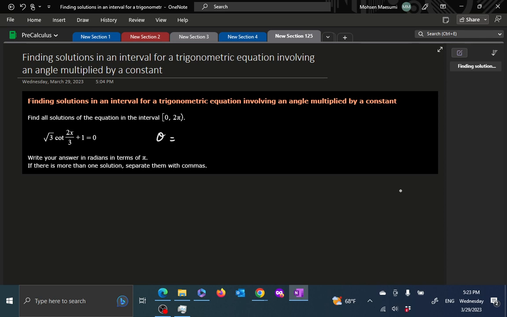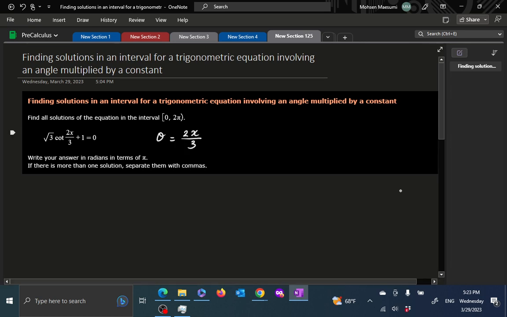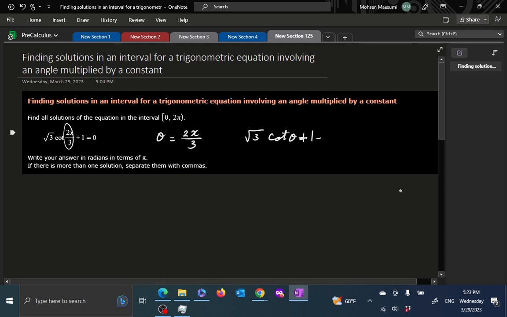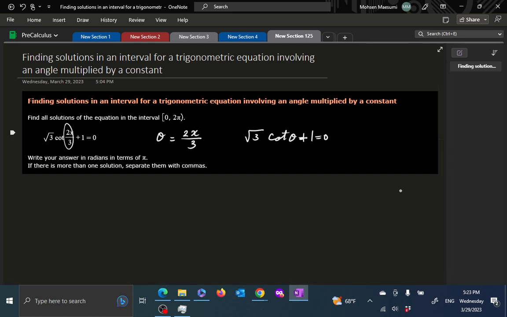First, we set theta to be the interior argument. So now I have radical 3 cotangent of theta plus 1 equal to 0. So that means cotangent of theta is minus 1 over radical 3. Next, we apply reciprocal identities. So that means 1 over tangent of theta is minus 1 over radical 3. Next, we flip both sides, so I have tangent of theta is equal to minus radical 3. So we simplify to a basic equation.